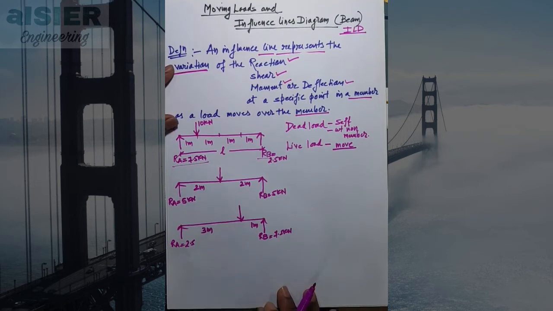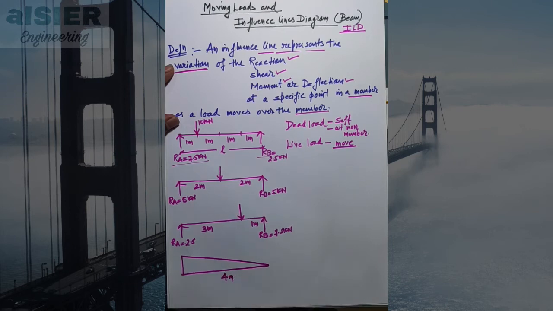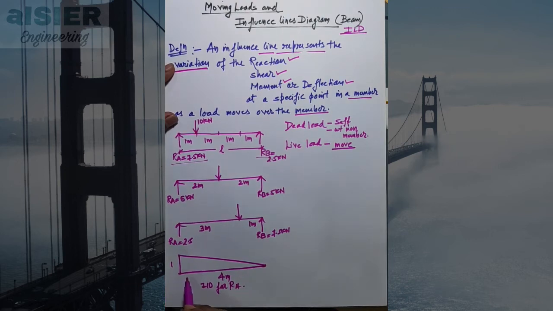For example, ILD for RA. We will see how to draw ILD for RA, but for instance, consider this is the ILD for RA. Okay, this we know that this is 4 meter and this is 1 kilonewton, right? What does it show? Sorry, this is ILD for RA. Now what does it show? It shows that when the load is exactly at point A, this is A and this is B. Let us divide this into 4.